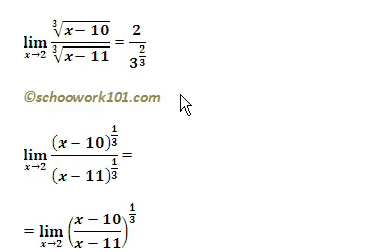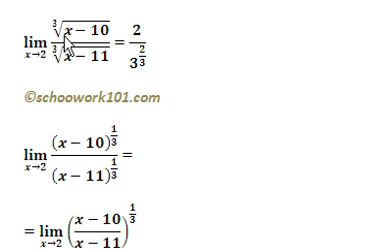We are solving limits analytically. We have the limit of the cube root of (x minus 10) over the cube root of (x minus 11) as x approaches 2, and I'm claiming that this limit is equal to 2 over 3 raised to the 2/3.